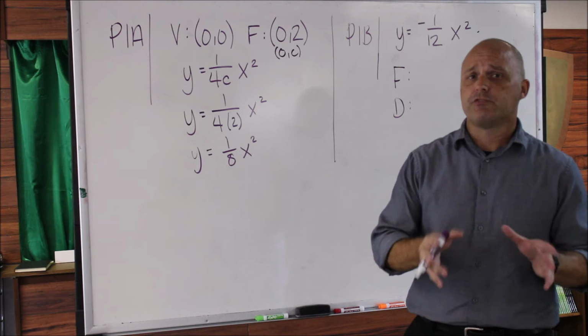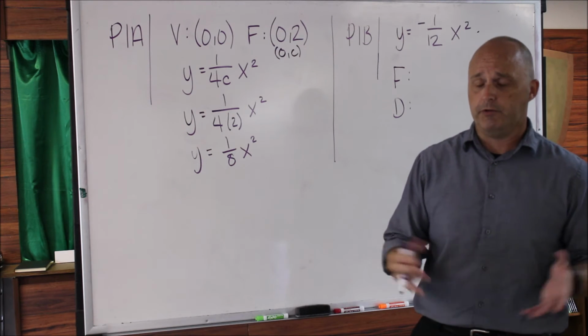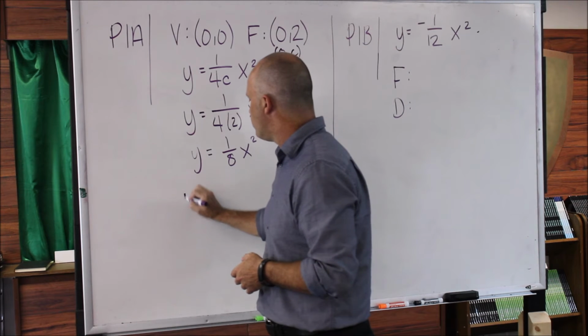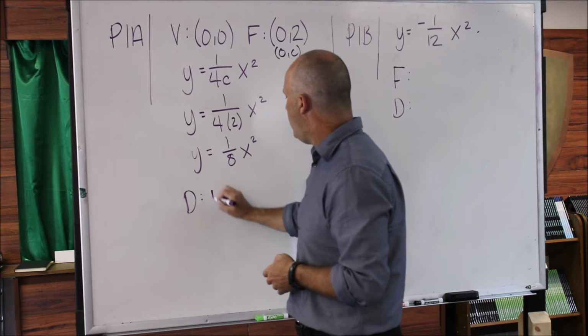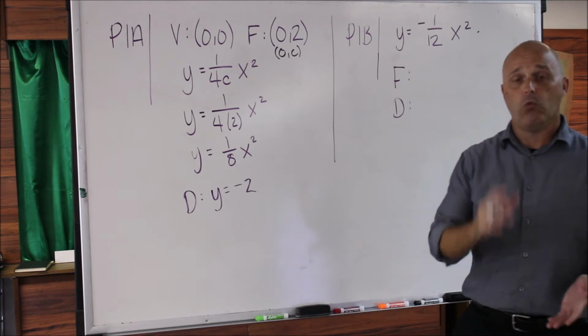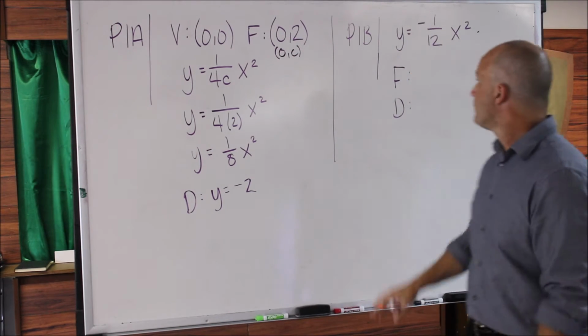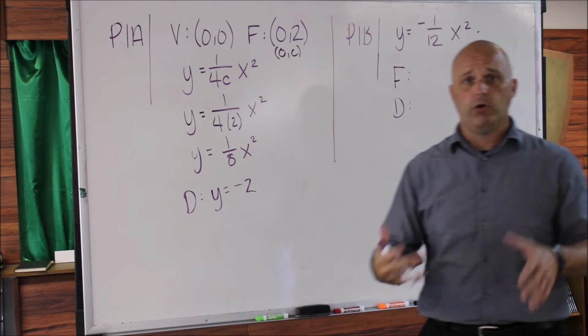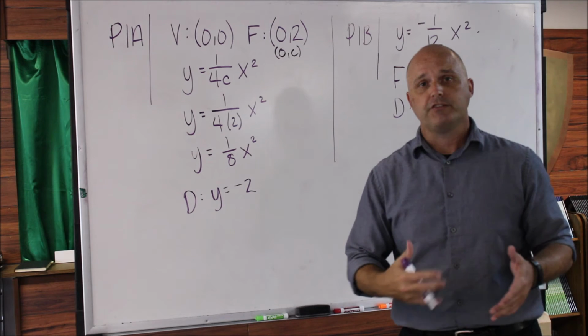Now, remember that if this were asking for the directrix, it would be fairly easy to figure out because it's just going to be the opposite of that. So our directrix would be y equals -2, because we're just going the opposite of the y value of the focus.